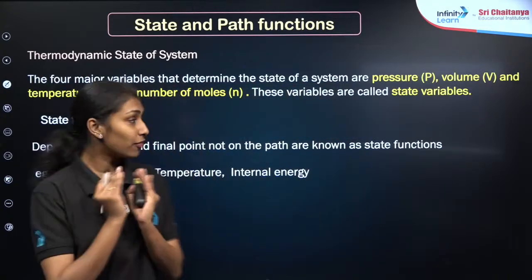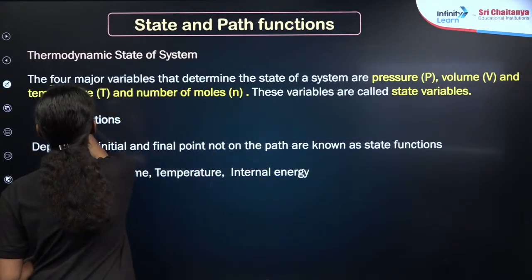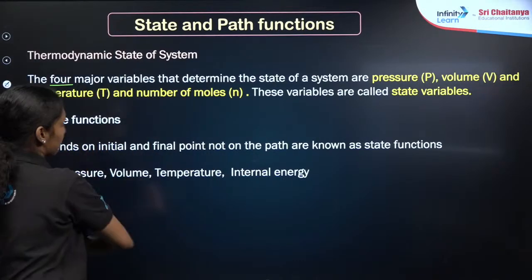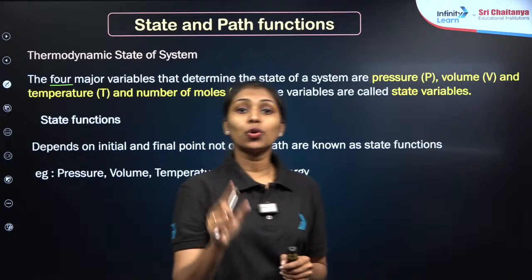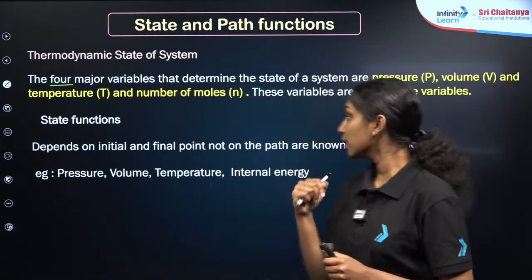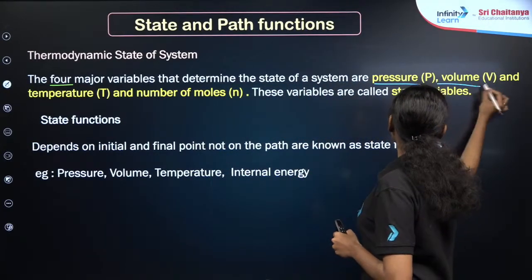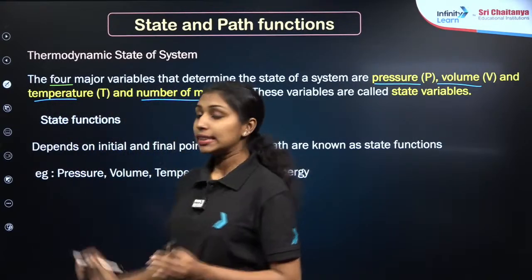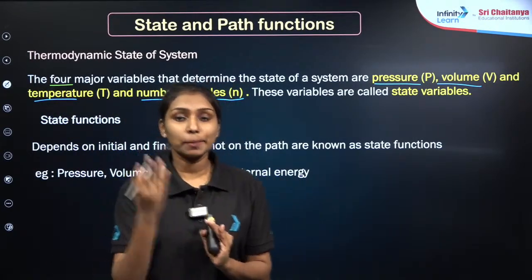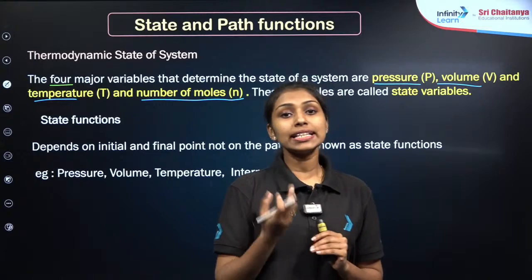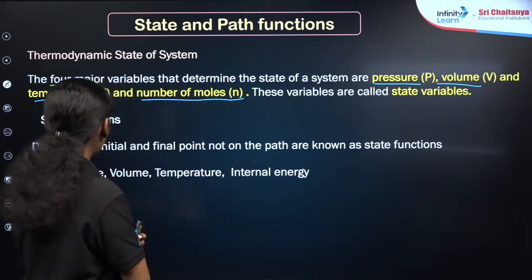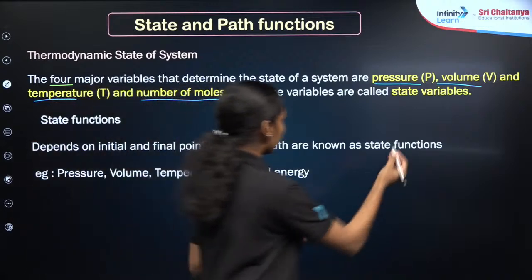There are four major variables which are used to describe or determine the state of a system. What are they? Pressure, volume, temperature and number of moles, N. These four parameters or variables are used to describe or determine the state of a system, so they are called state variables. Clear?